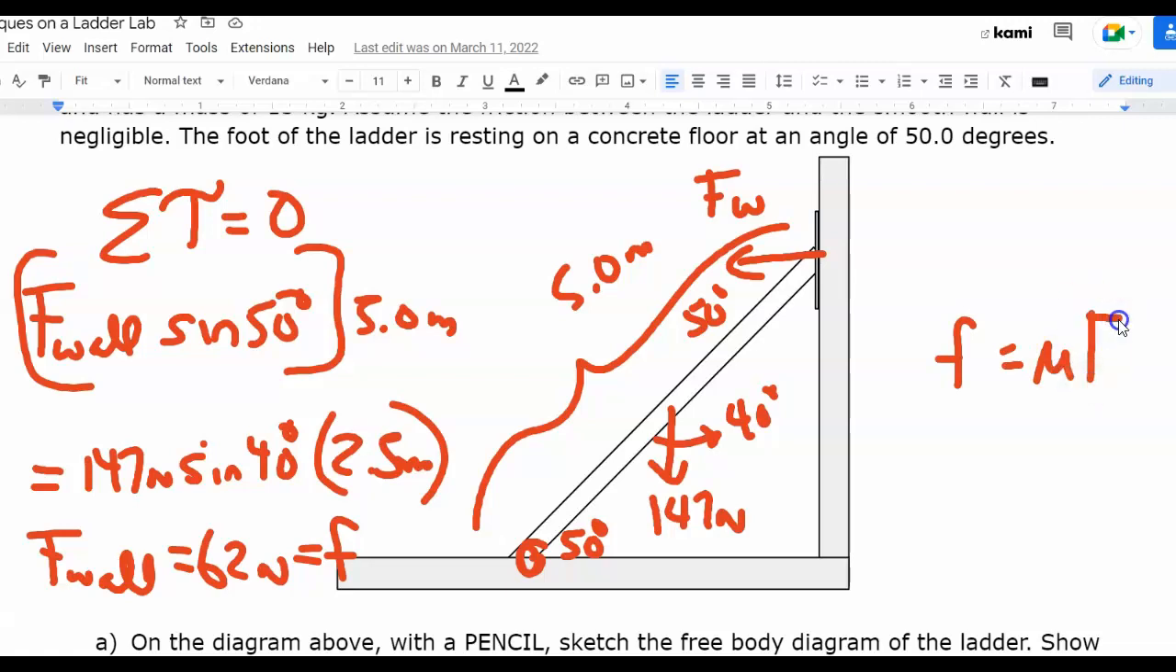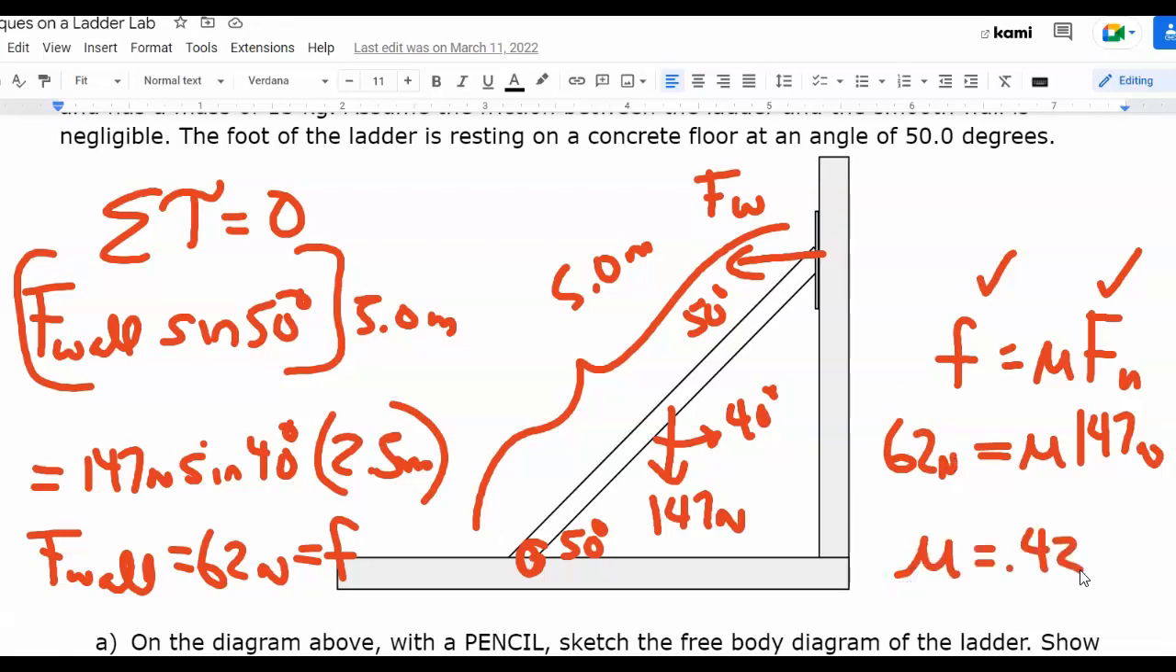Right. Great. So I know the Fn, don't I? Because I knew it was equal to the weight force. I now know the friction. What was the normal force? 147 newtons. And what was the friction from before? 62. And we divide both sides by 147. What did it end up being? 0.42. No units, right?